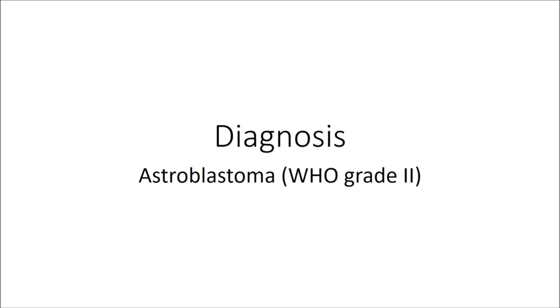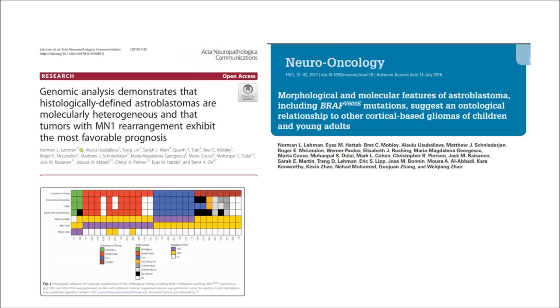This one had a few entrapped axons, but we were still okay, given many of the features, to leave it in the astroblastoma category. What do we know about astroblastoma now? The message for astroblastomas is that it's a heterogeneous group. It's based on the morphology only, and they are molecularly heterogeneous. Something that has been elucidated in recent years is that many of them with their classic morphology actually have these MN1 rearrangements. And when they have these, they tend to be associated with a favorable prognosis.